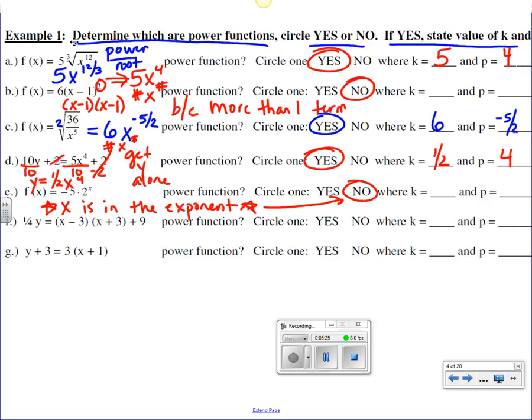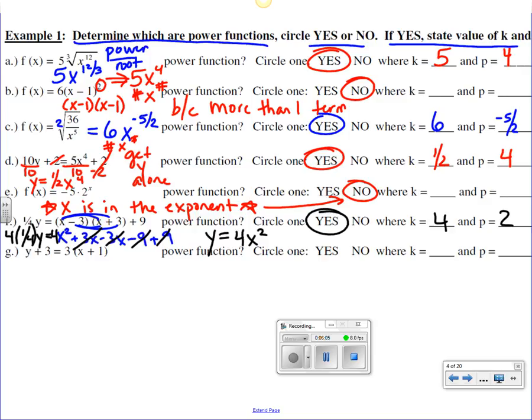All right, this next one, you have to be careful. When you lobster claw, you get x squared plus 3x minus 3x minus 9 plus 9. So a lot of your terms cancel out. Those cancel and those cancel. And to get y by itself, you need to get rid of 1/4, so you can multiply by 4. So you end up with y equals 4x squared. So that is a power function. K is 4 and P is 2.